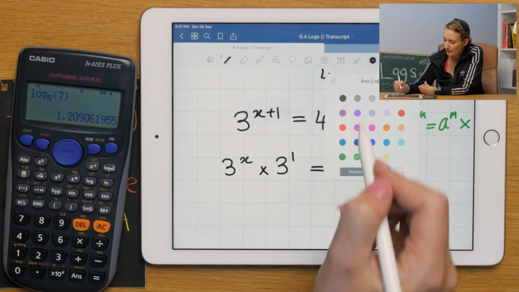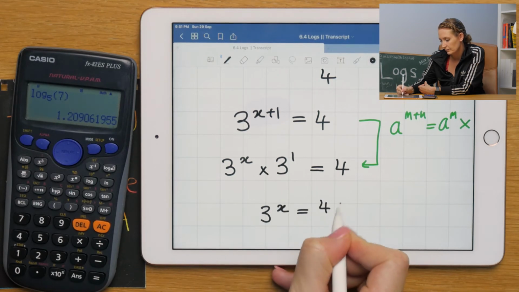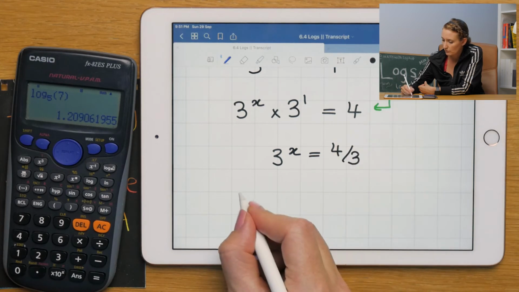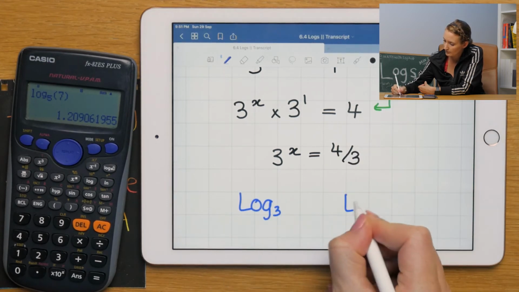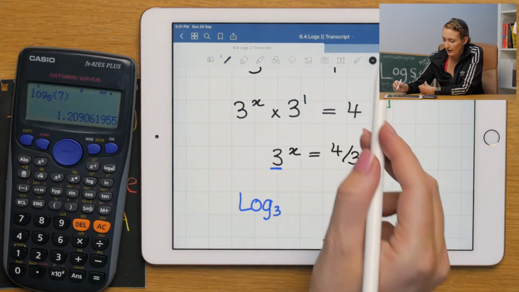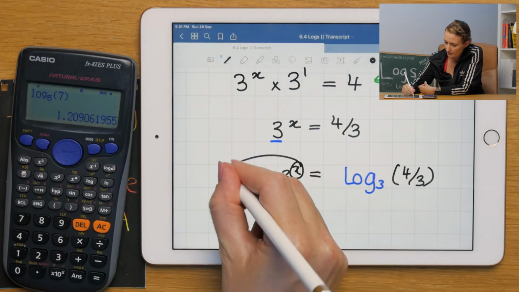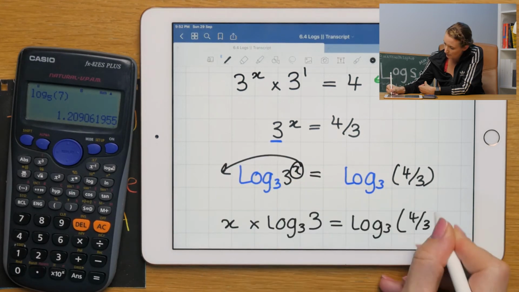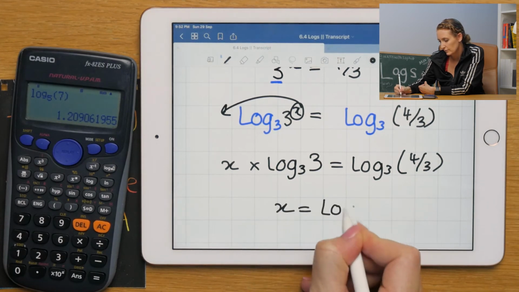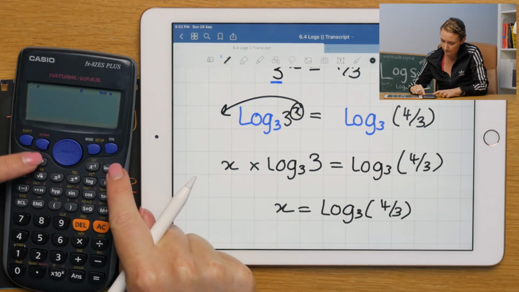We're going to move the 3 to the 1 to the other side. And now I'm going to take log base 3 on both sides. You want the base to match the 3 because we've got 3 to the x. Bring the x in front. Log 3 is 1. And type this into the calculator.